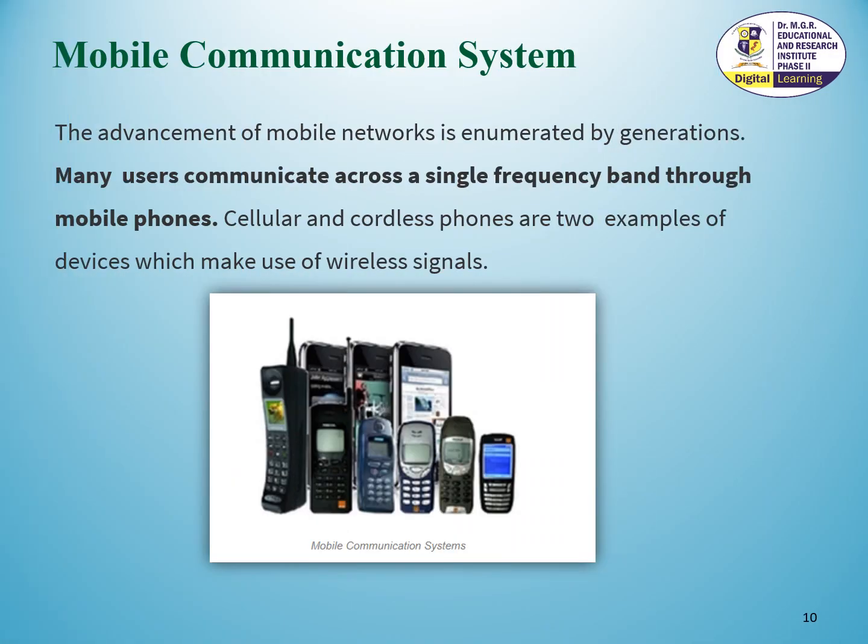And then coming on to the mobile communication system. Mobile phones have been the major important device for communication. We use mobile devices for making calls and for internet as well. The advancement of mobile networks is enumerated by generations. Now we talk about 4G and 5G. Many users communicate across a single frequency band through the mobile phone. Cellular and cordless phones are two of the best examples of devices which make use of these wireless signals.